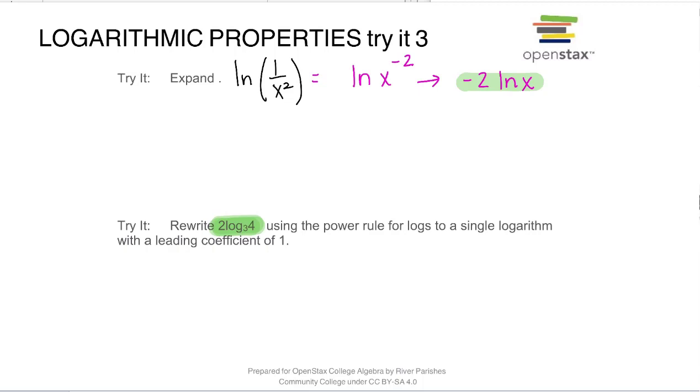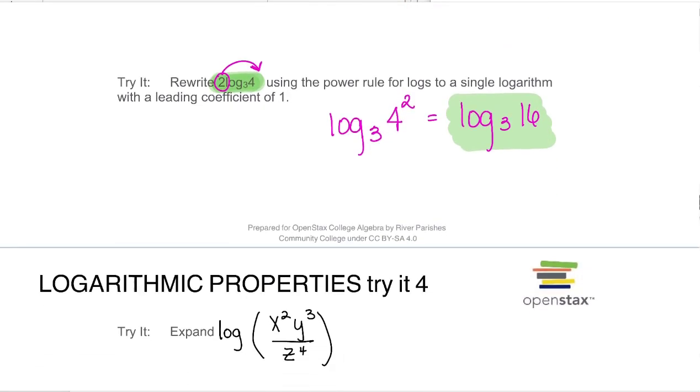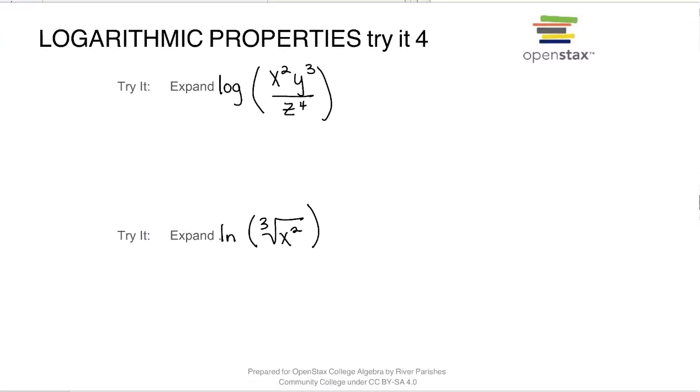So this one says rewrite 2 log 3 of 4 using the power rule for logs to a single logarithm with a coefficient of 1. So in this case, we're going backwards. We're going to move that to the exponent. So that's log base 3 of 4 squared, which is log base 3 of 16. Sorry about that. If you look into your notes, I think I left that on the notes as well. All right. So here we're expanding the log. So why don't you try these and then unpause the video when you're ready to check your answer.